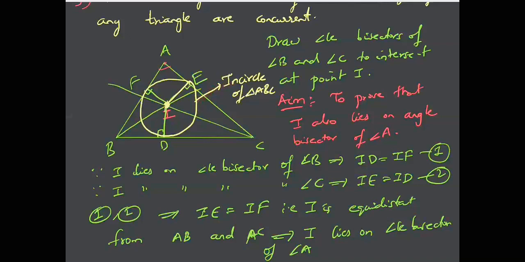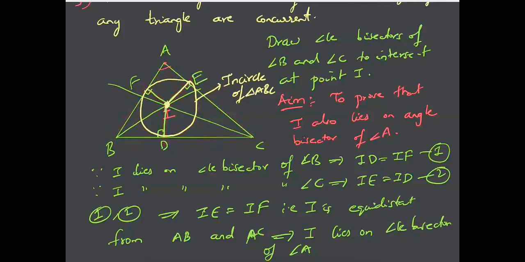And this incircle touches all the three sides. That is, it touches BC, AC and AB. So this is the incircle of triangle ABC. And what is the radius of this incircle? The radius is ID or IE or IF. This is the radius of the incircle.